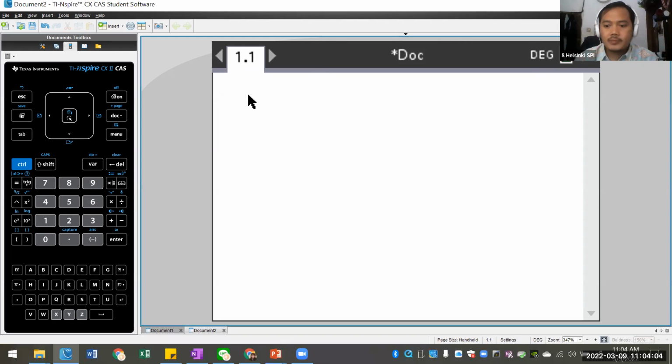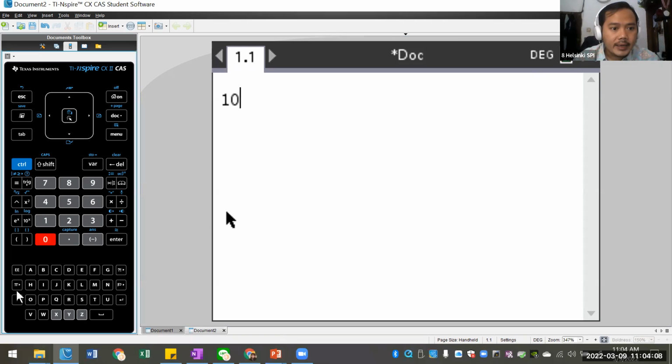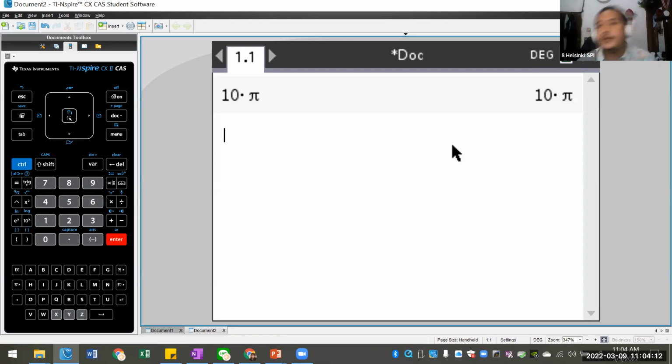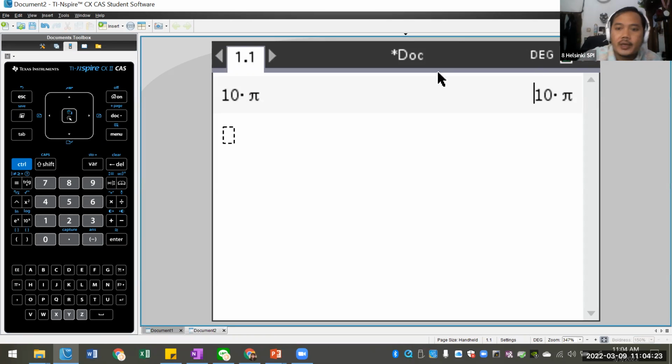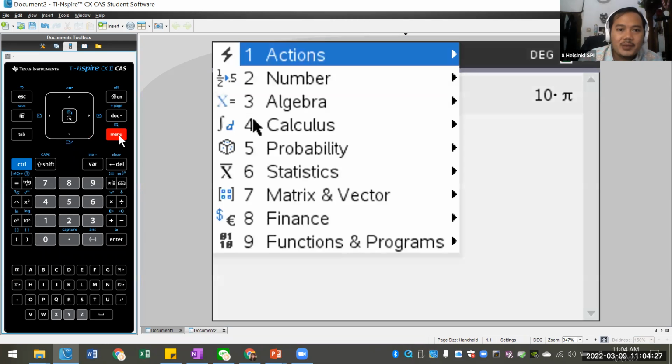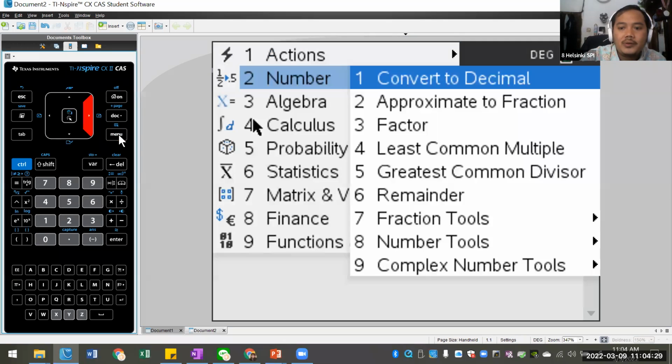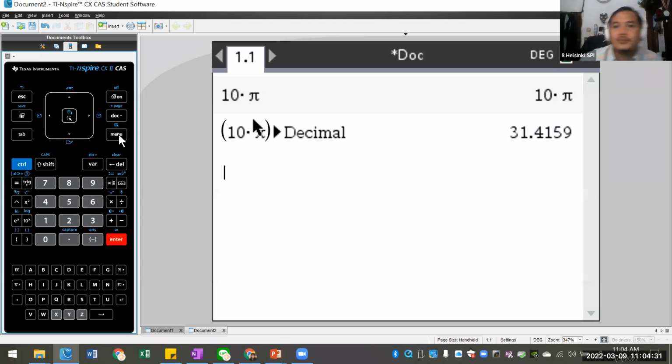And I'm going to write down 10 pi. Okay, I'm going to press enter. If you want to know the decimal number on my calculator, I'm going to change this into decimal. So I'm going to go to menu, number, convert to decimal, and we have salah. Sorry guys. Menu, number, convert to decimal, and here we go.